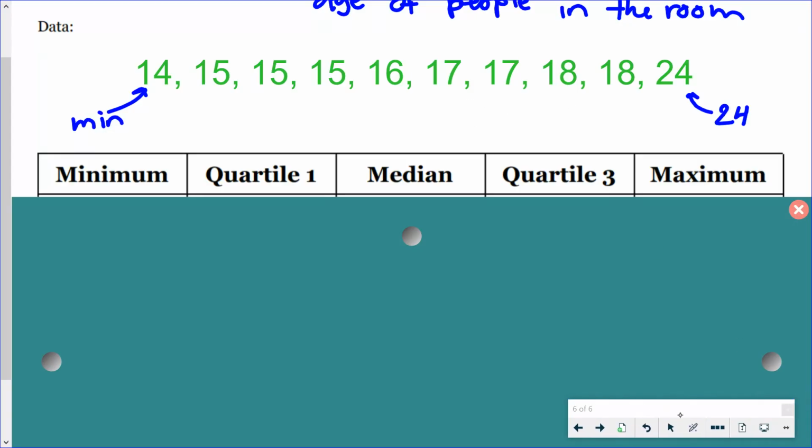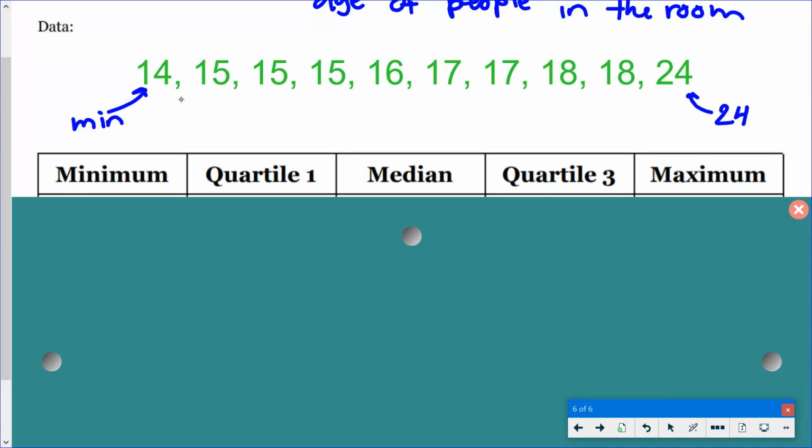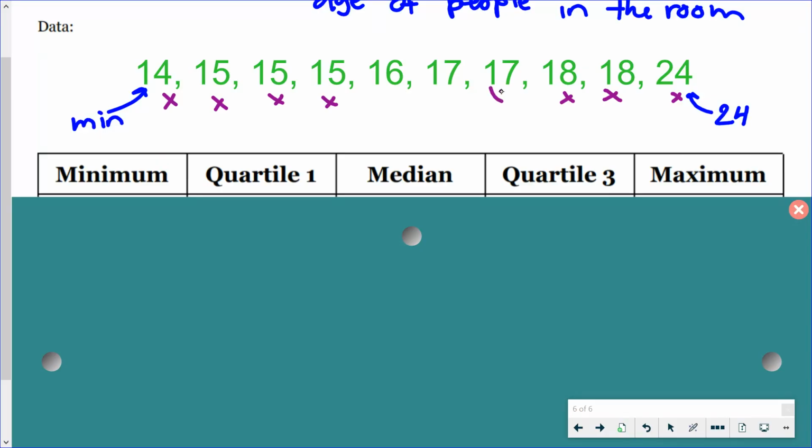And then I'm going to go find my median. So I'm finding that number in the middle. I'm going to X off each side of it. And I end up with these 2 numbers in between. Because I have 2 numbers in between, I'm going to find the number in between them. There is no median number. So instead, it's the number in between both of them, which happens to be 16.5.